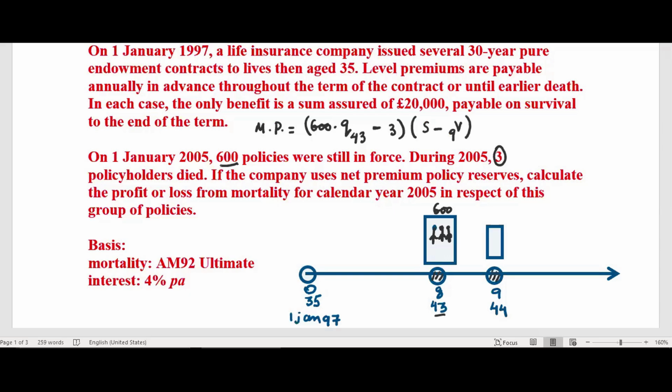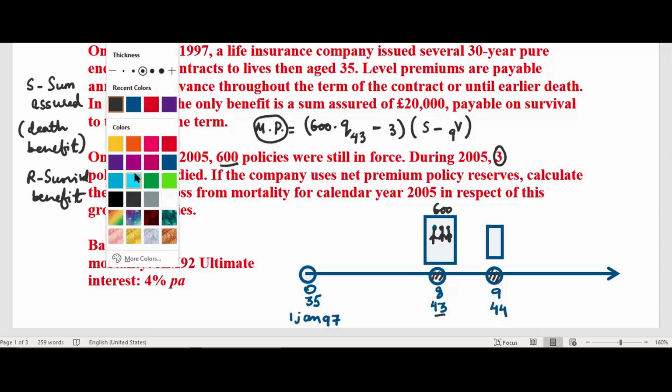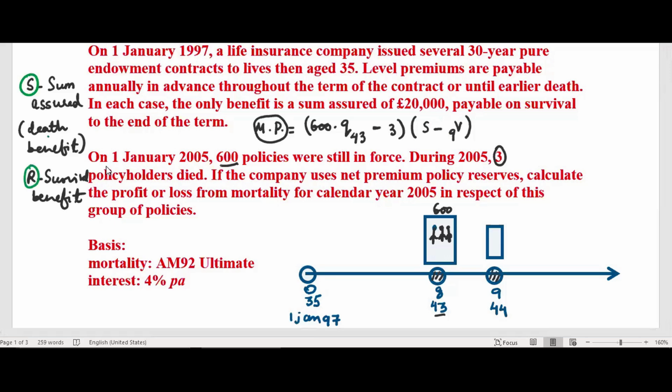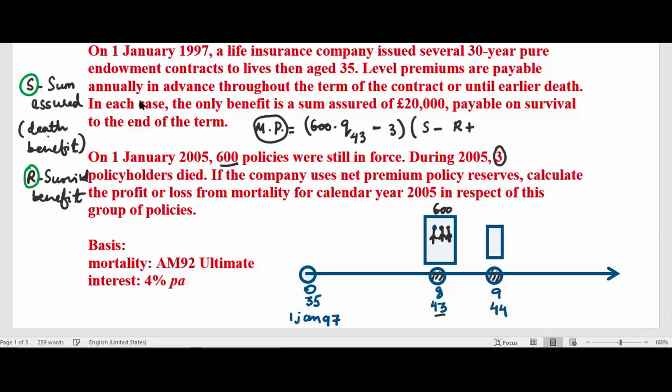And here, in case of mortality profit, S is always sum assured. I can write here S is the sum assured, or maybe I can say death benefit. And R is survival benefit. And initially, students have problem recognizing two different benefits. So S and R. Now, if I write the complete formula, in the complete formula, we have both R and S. Let's do using this formula.